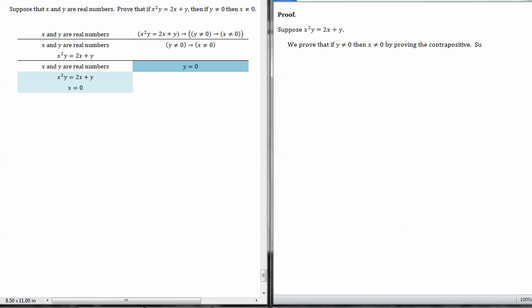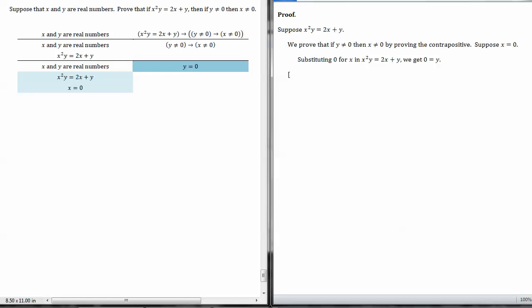And for that, we suppose that x is equal to 0. Then we just combine the equations by substituting 0 for x in our equation up here. We get 0 on the left side and y on the right side. And that's what we needed. We're proving the contrapositive, so if you view that as y equals 0, then we're done.